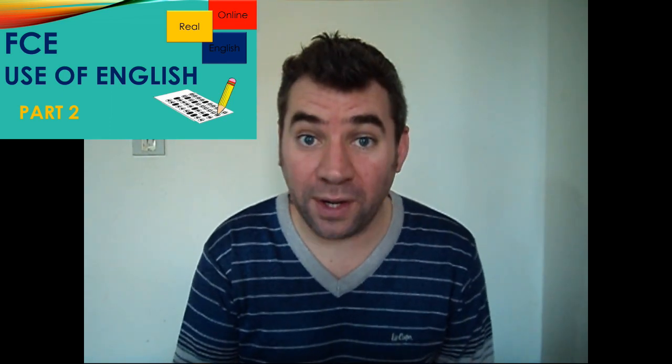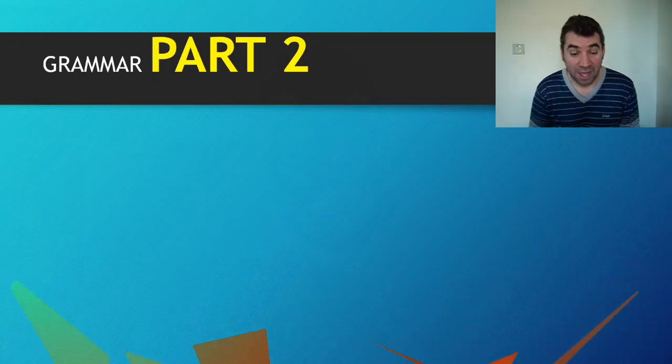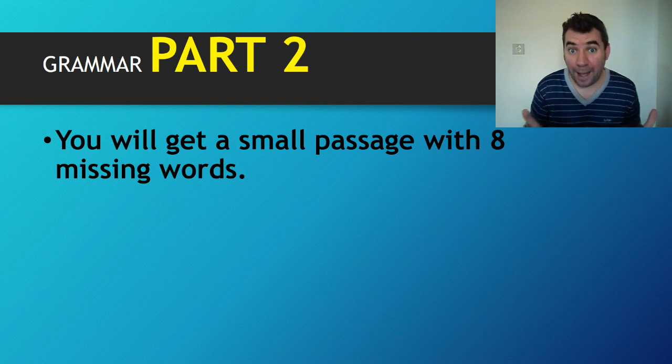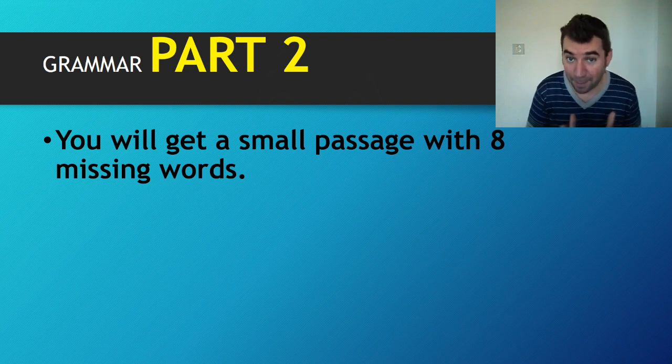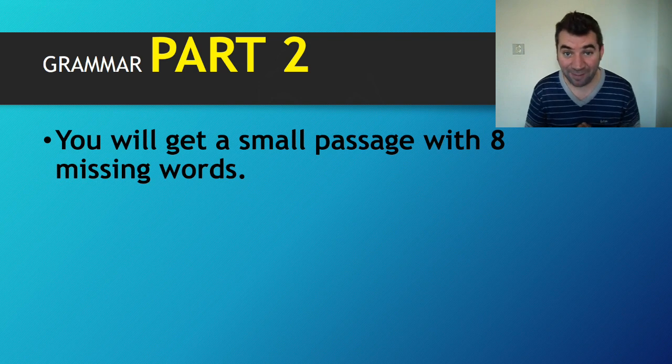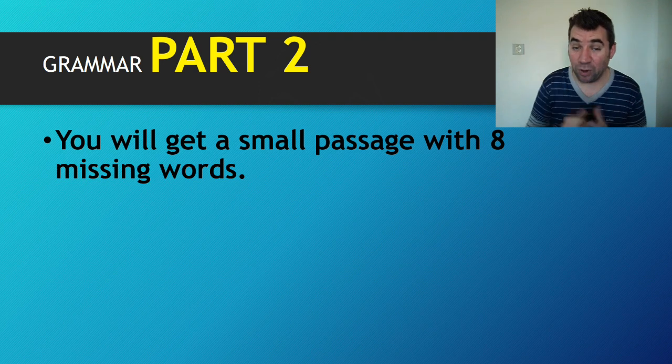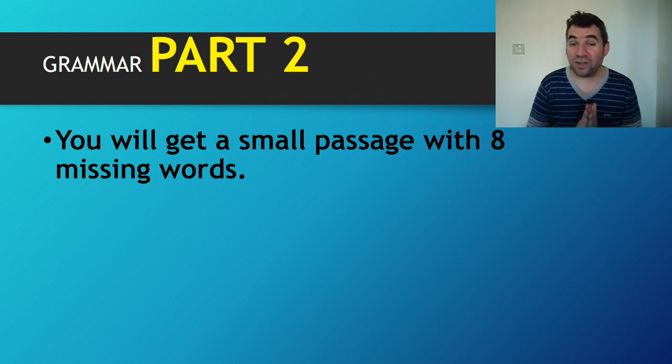In today's video we're going to be having a little look at the FCE Cambridge exam, and we're going to stick with the grammar, and this time part 2. Alright, so what is part 2 of the FCE grammar? Okay, you will get a small passage, again a gapped text with 8 gaps, except this time they're not going to give you any A, B, C, D multiple choice options. You've got to find the words all by your little lonesome, which is a little bit more tricky.